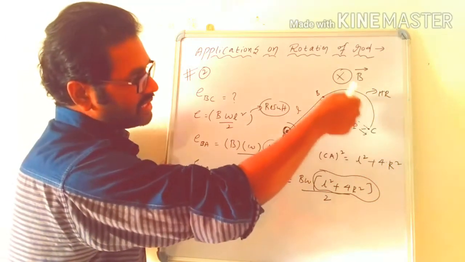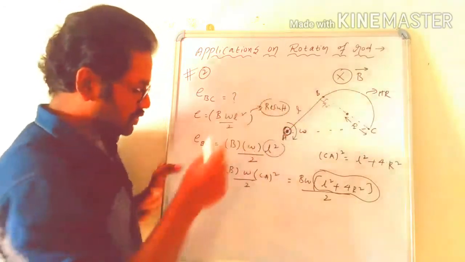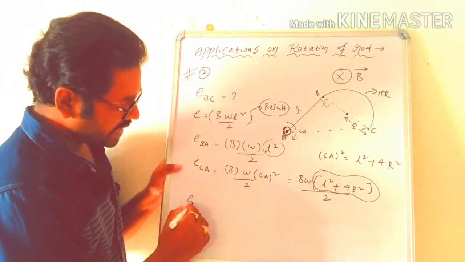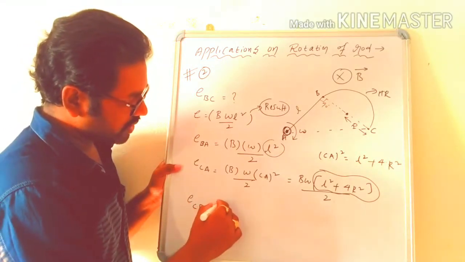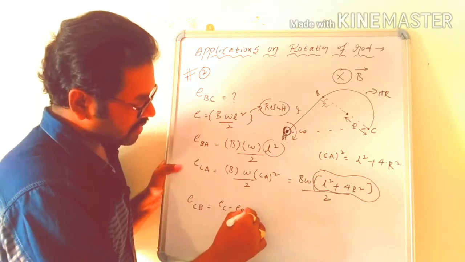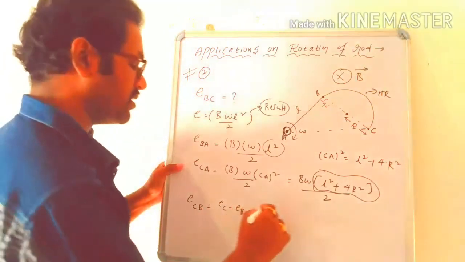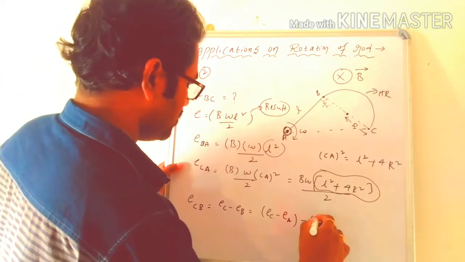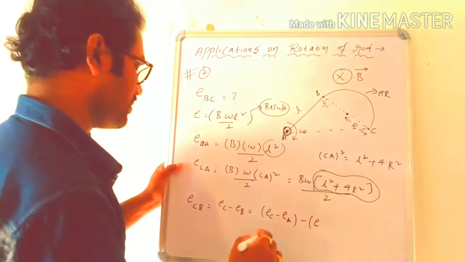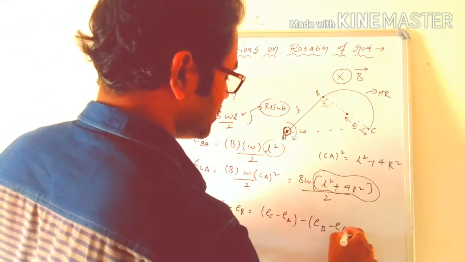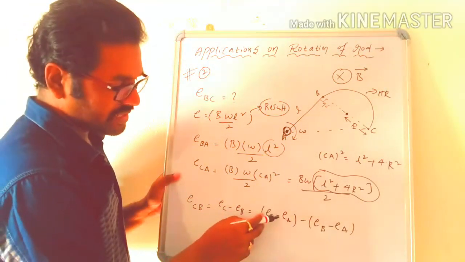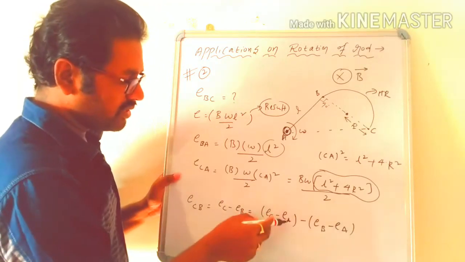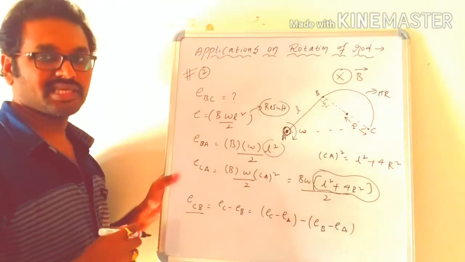So, EMF across CB we need to take. Let us change this to get the positive result. Write it as EMF across CB, which is equal to E_C minus E_B. And this we can manipulate as E_C minus, E_B minus E_A. Once we expand this, E_C minus E_B, minus of minus comes as plus E_A. E_A will be cancelled, and you will get the EMF across CB.